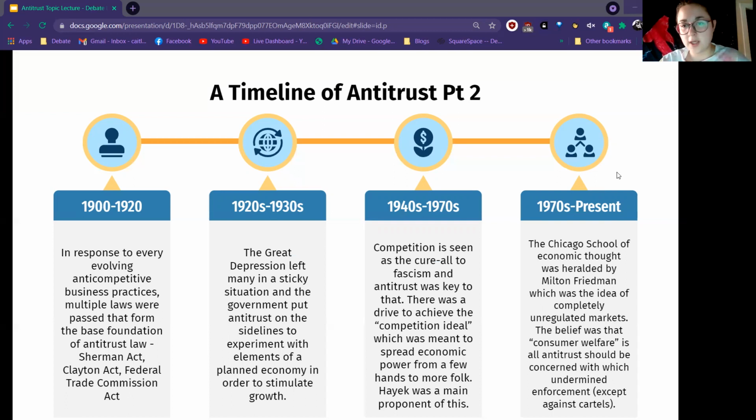And then from the 1920s to the 1930s, we see that the Great Depression left many in quite the sticky situation where they don't have jobs, they're not able to provide for their families, and the government did not have the safety nets in place in order to protect populations. And so the government decided to put antitrust on the side because it wanted to engage in behavior that potentially would violate the previous acts, the Sherman Act, the Clayton Act, the FTC Act, in order to engage with elements of a planned economy in order to stimulate growth.